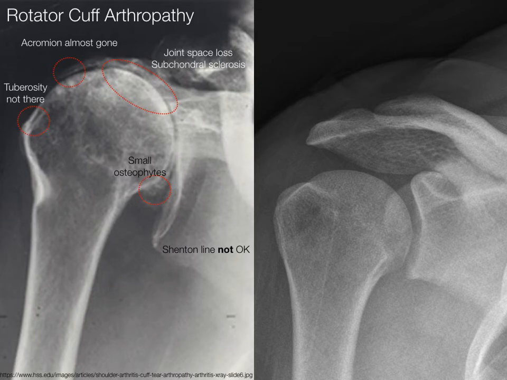This is Betty's shoulder. You can see that joint space narrowing and subchondral sclerosis is evident, but this is a much different situation. Shenton's line is obviously disrupted, the greater tuberosity is gone, and there's not only no space between the humeral head and the acromion, but the acromion itself is nearly completely eroded. This is a classic example of the arthritis that develops with chronic massive rotator cuff failure.